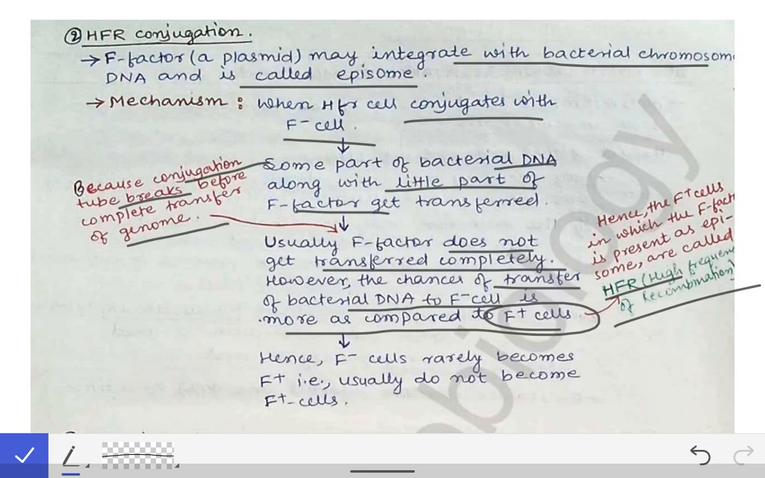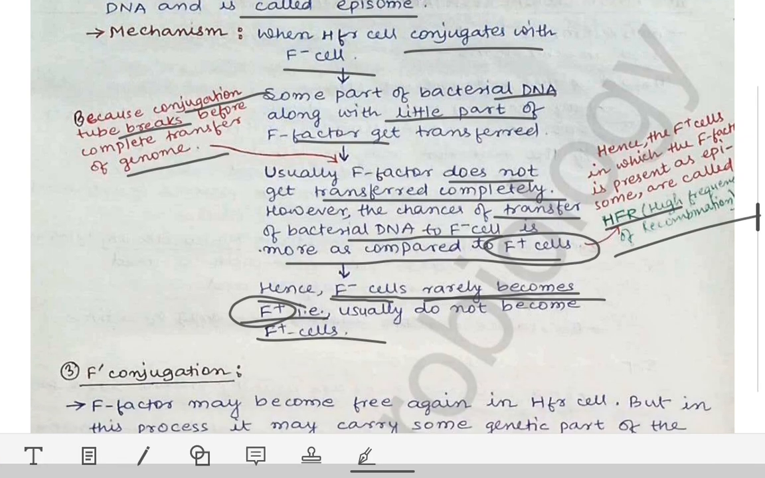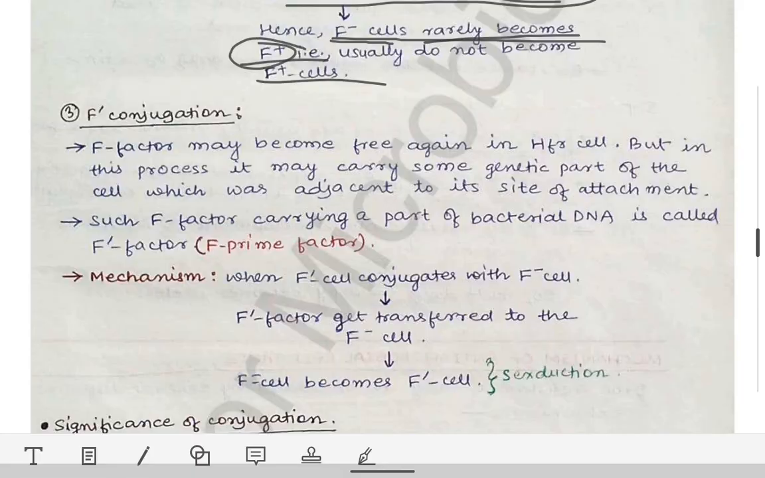And since the complete transfer of the F factor does not occur to the F minus cell, the F minus cells rarely become F plus. I have written here, the F minus cell rarely becomes F plus. They usually remain F minus only. They rarely become F plus because the conjugation tube breaks down before the complete transfer of the F factor to the female bacteria.